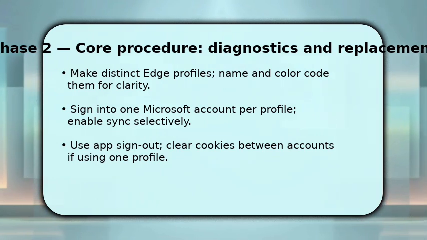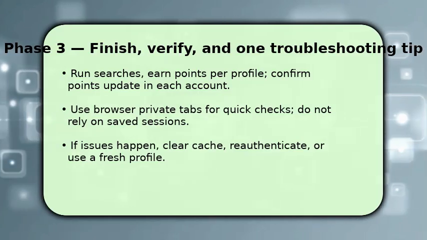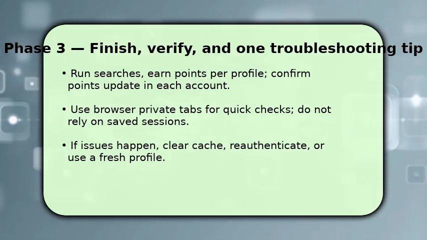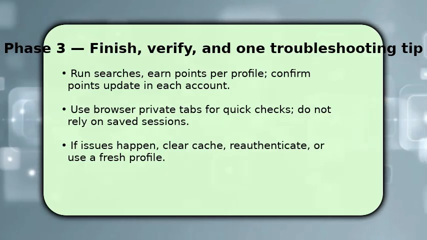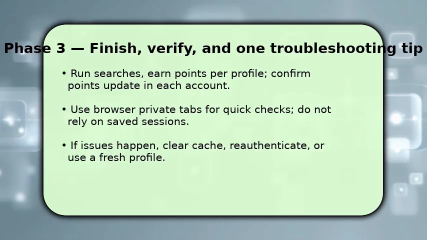Finish by performing the actual reward actions from each isolated profile. Run searches, use the daily sets, and confirm each account's points balance updates separately. Make sure to use private tabs only for quick checks and not as your main method, because saved sessions can confuse which account is active.